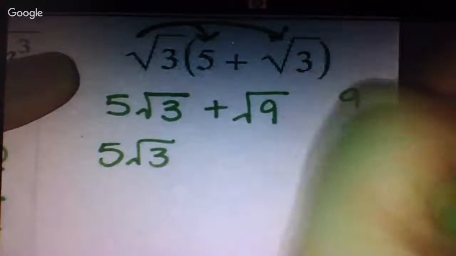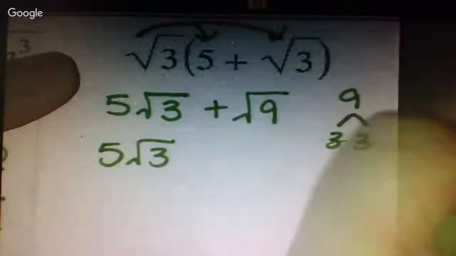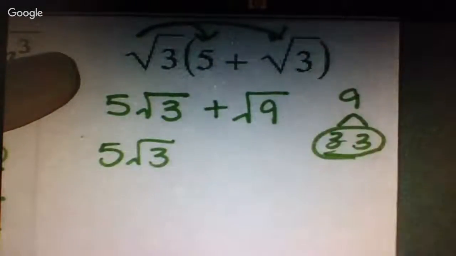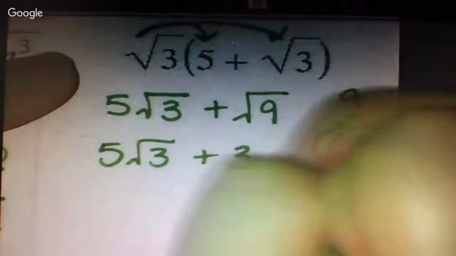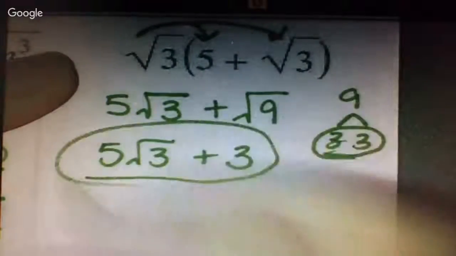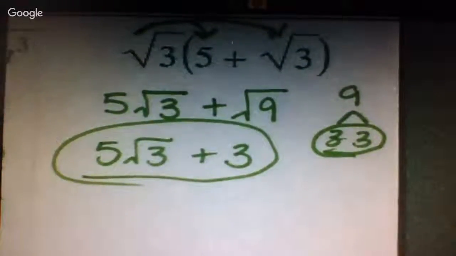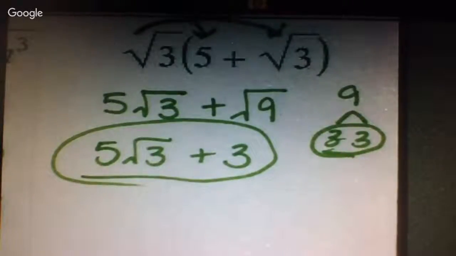5 square roots of 3. You said 9 breaks down into 3 and 3. Well, then I group them in 2s. When I group them, a 3 comes out front, and I have nothing left over. So your final answer here is 5 square roots of 3 plus 3.